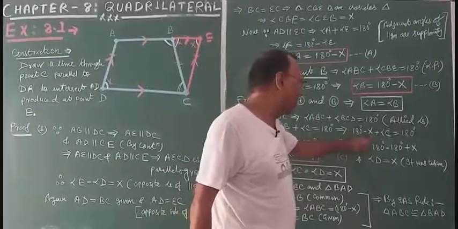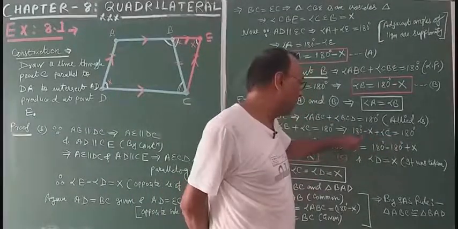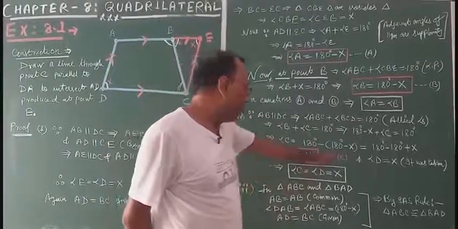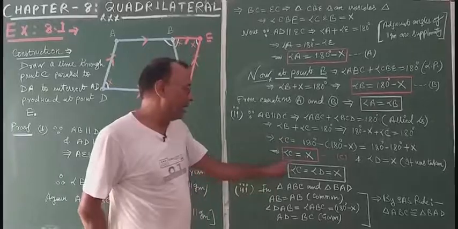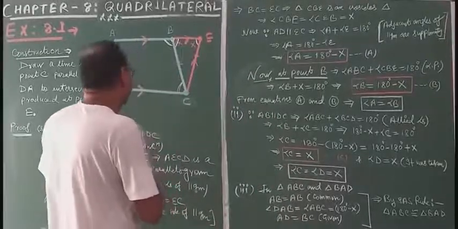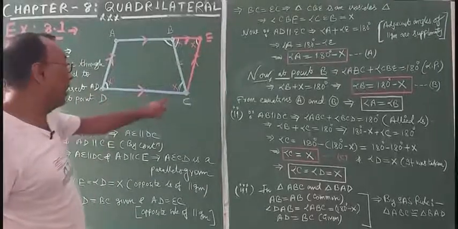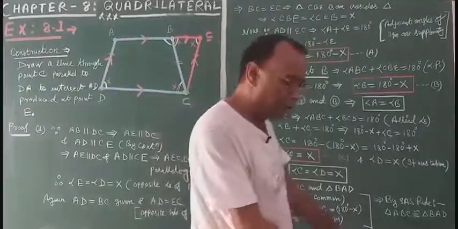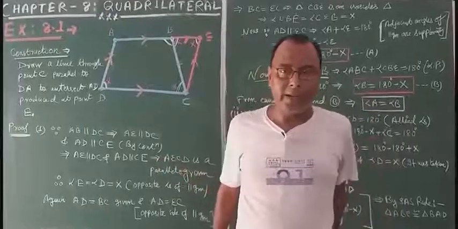What is the value of B? From here, 180 minus X plus C is equal to 180 degrees. Angle C will be equal to 180 degrees minus in bracket 180 degrees minus X. When you open the bracket, you get 180 degrees minus 180 degrees, and this minus becomes plus X. So angle C is equal to X. Now angle D we have taken as X and angle C we have found to be X. Therefore angle C is equal to angle D is equal to X. And this is the proof of the second part.